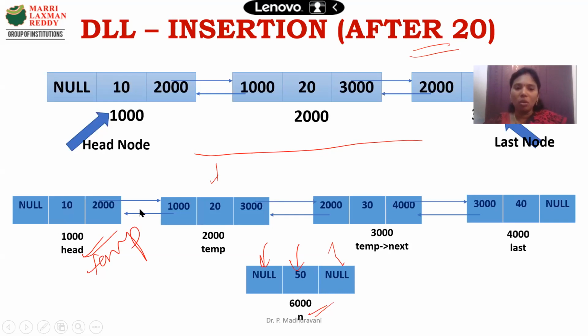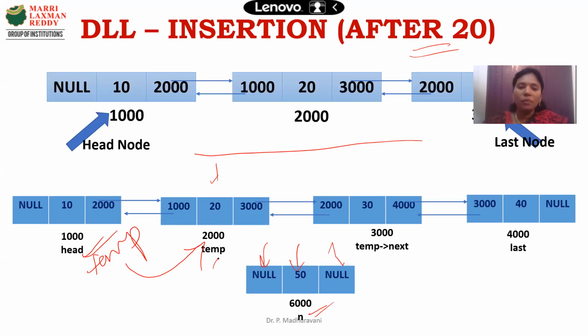Now, 10 is not equal to 20, that is not our desired key. Then I'll move temp to the next location. Now temp arrow next will move temp from 1000 to 2000. Now temp is referring to the memory 2000. Here, what is temp arrow data? The temp arrow data is 20. That is the key which I am searching for. Then here I'll stop moving the temporary pointer.